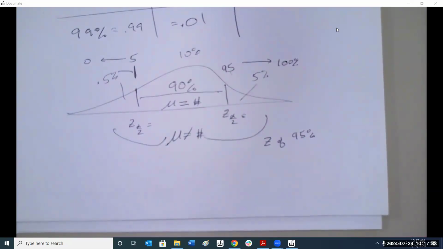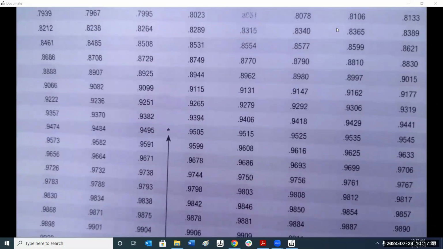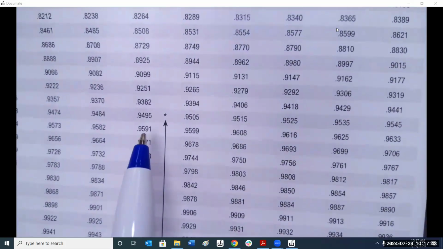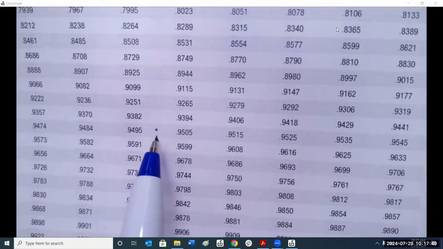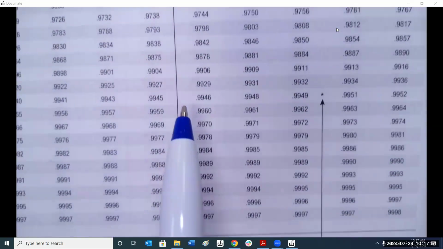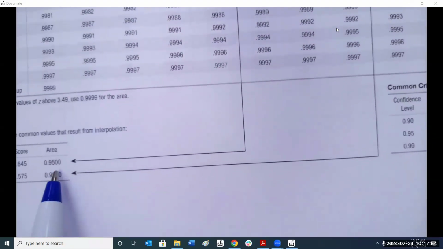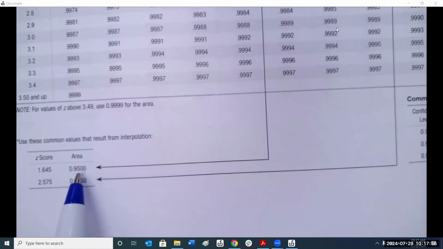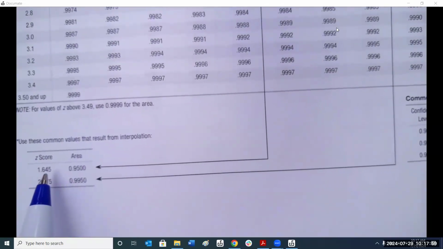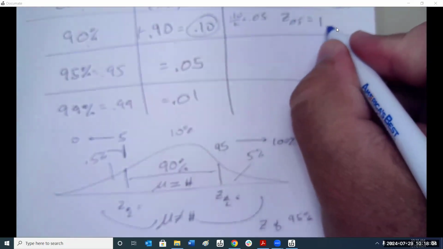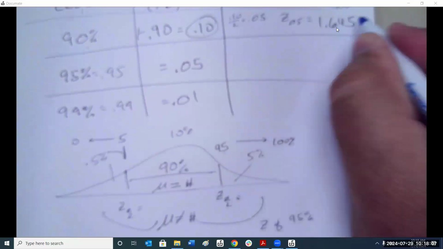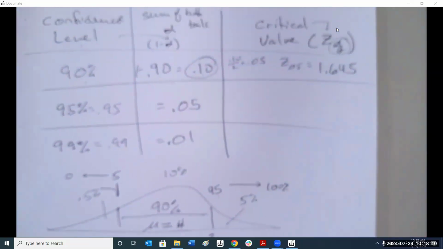So we have to look at our chart, and look everywhere until you see 0.95. Here's 0.495 and here's 0.505. So 0.95 is right there. What that tells us is that 0.95 is equal to 1.645. So this value here is 1.645. That's our Z value.